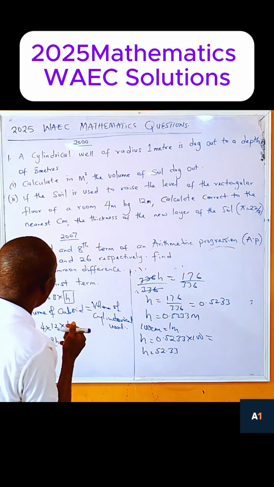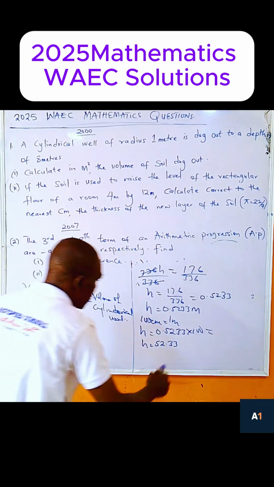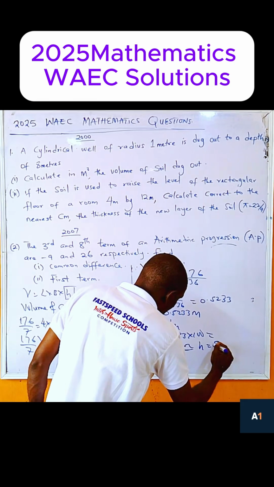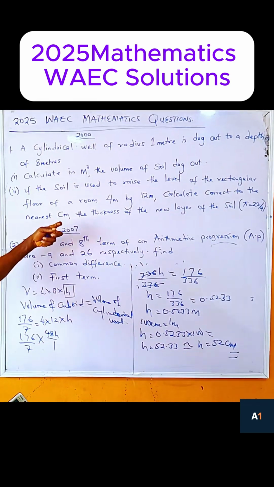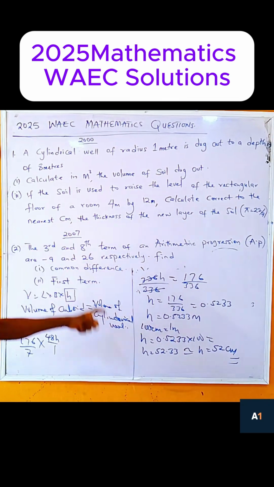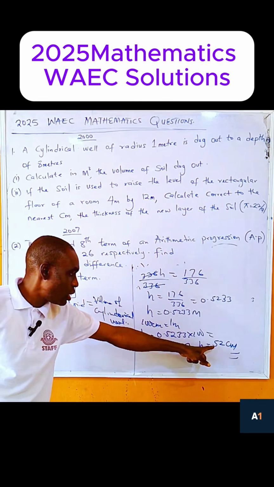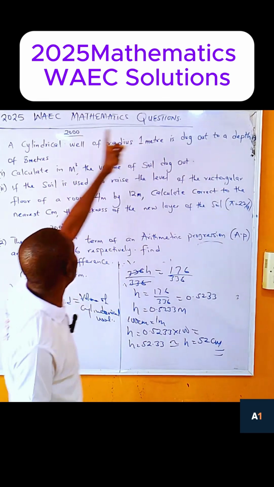Now, if you look at the question, it says calculate to the nearest centimeter. Nearest centimeter will now be approximately H equal to 52 centimeter. So this is the thickness to the nearest centimeter, because this is not up to 5, you throw it away, you round it down. So this is the answer for this particular question.